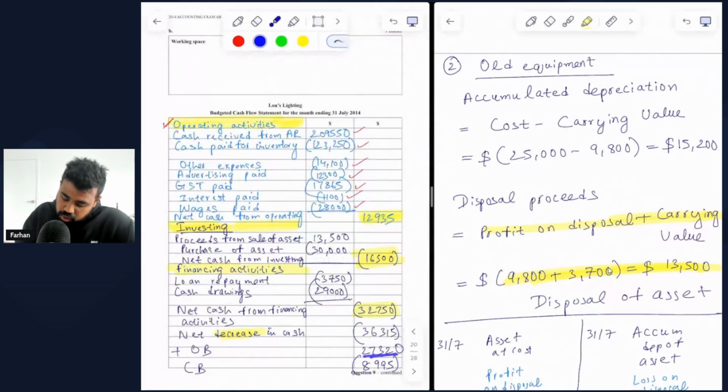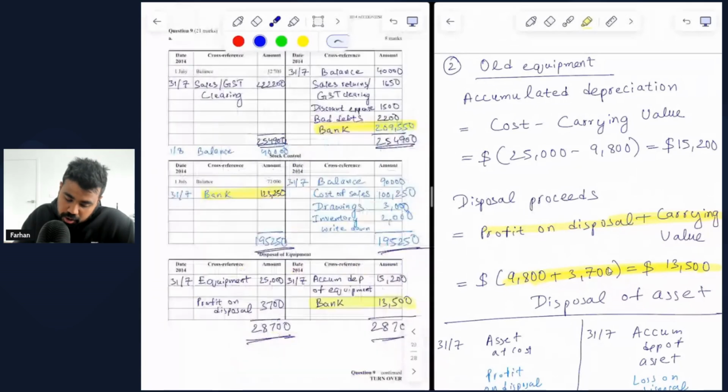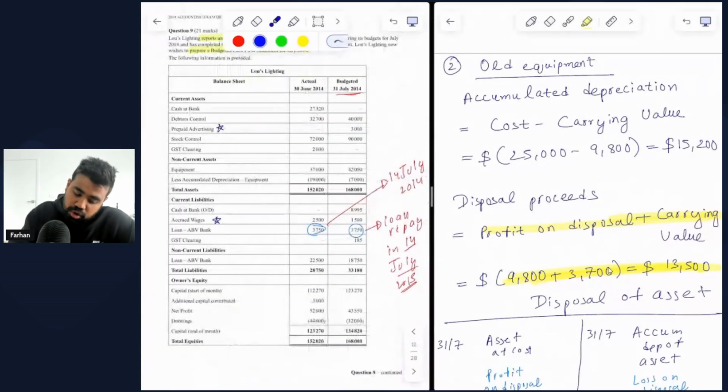So once you do the calculations from minus 36,315 plus 27,320, you get negative 8,995, which must be the closing balance that you have. And because this is negative, this is referring to a current liability or bank overdraft. Let's verify that. You can check the balance sheet. You can see that we do not have any assets for bank, which means we really did not have any money in the bank account.